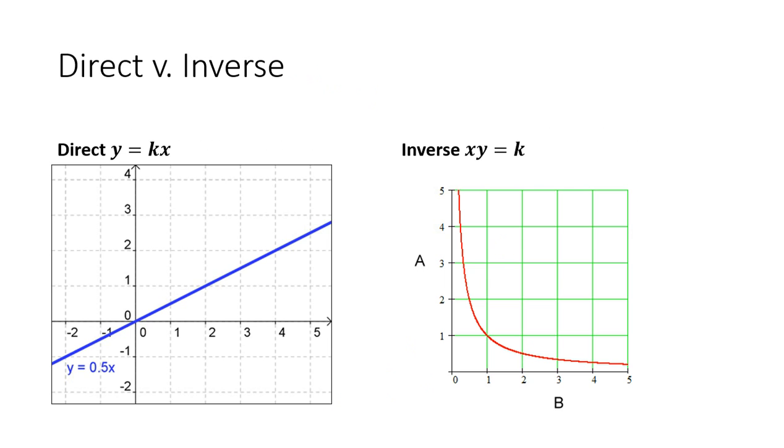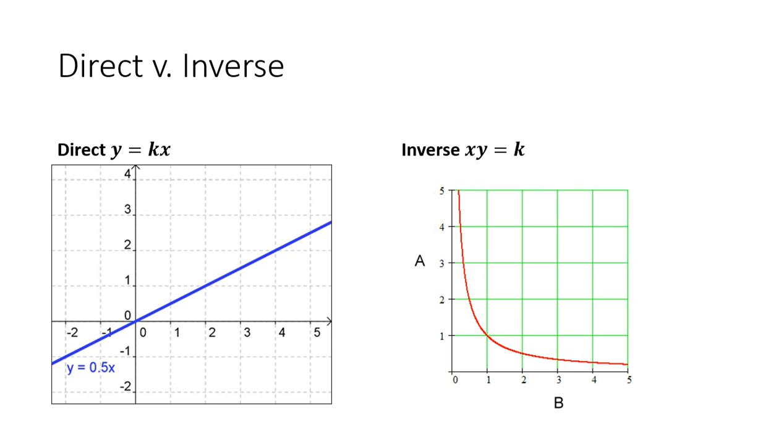So here's your direct versus your inverse variation. Your direct variation looks like that blue graph to the left. It's y equals kx, and again, it always starts at the origin, at 0, 0, and then it increases or decreases at a constant rate, so it's going to be a nice straight line.